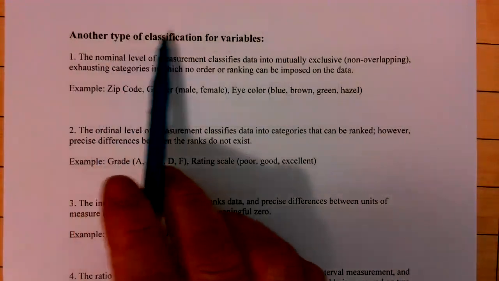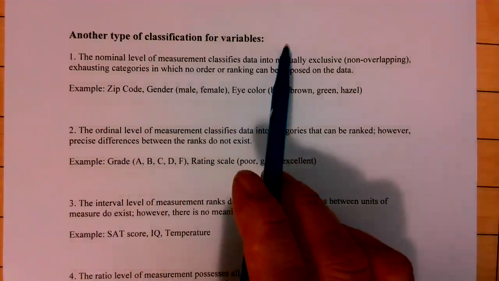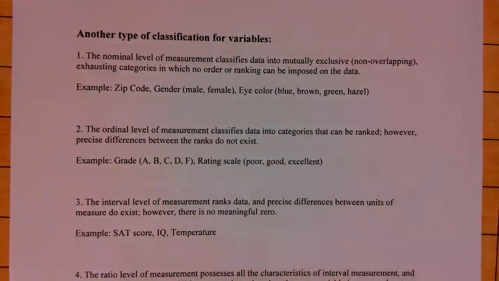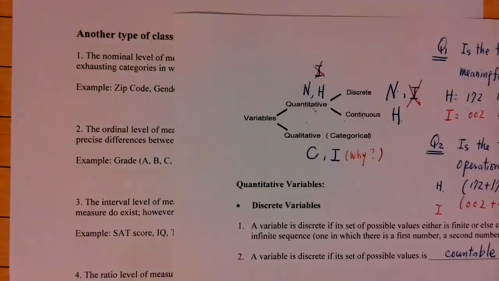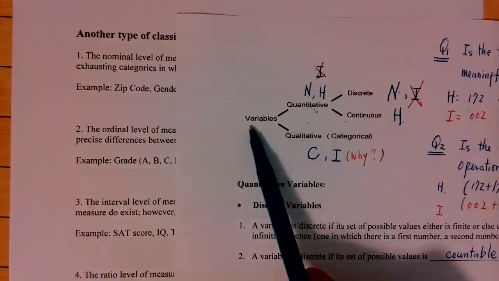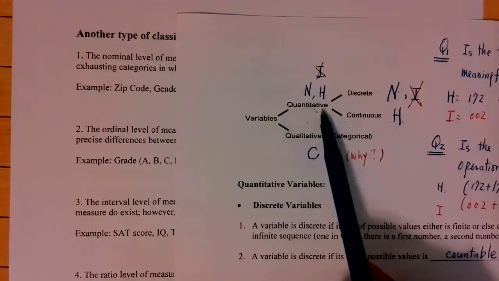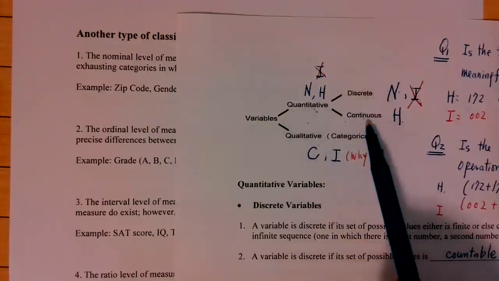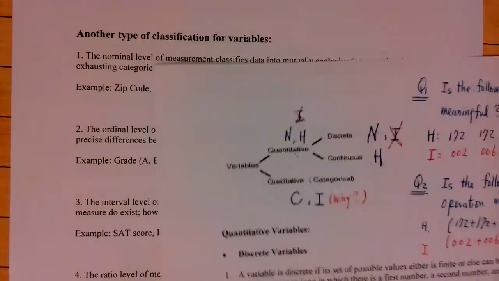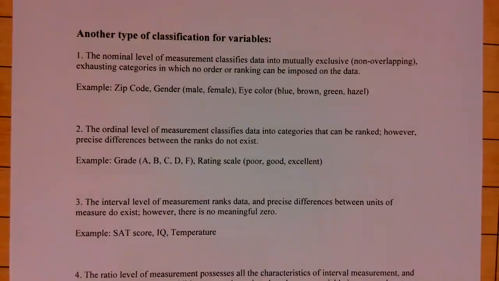Another type of classification for variables. The first way we classify variables is like this one. Variables are classified as quantitative or qualitative. A quantitative variable can be further classified as discrete or continuous. Now, this is the first type of classification we just introduced.